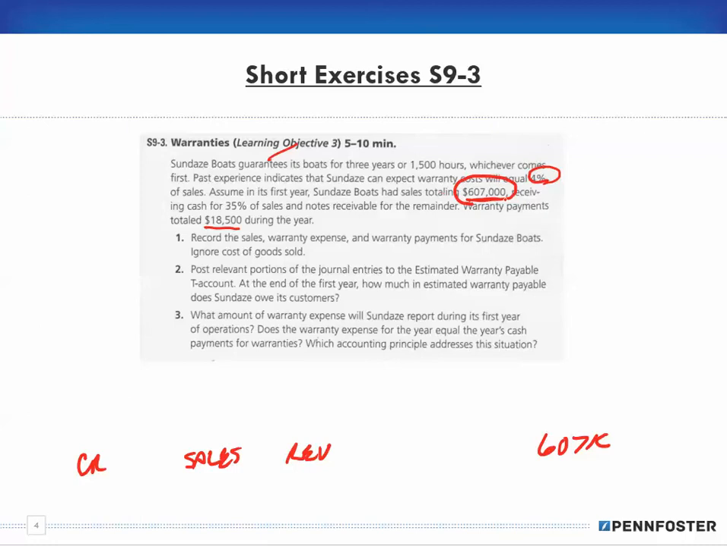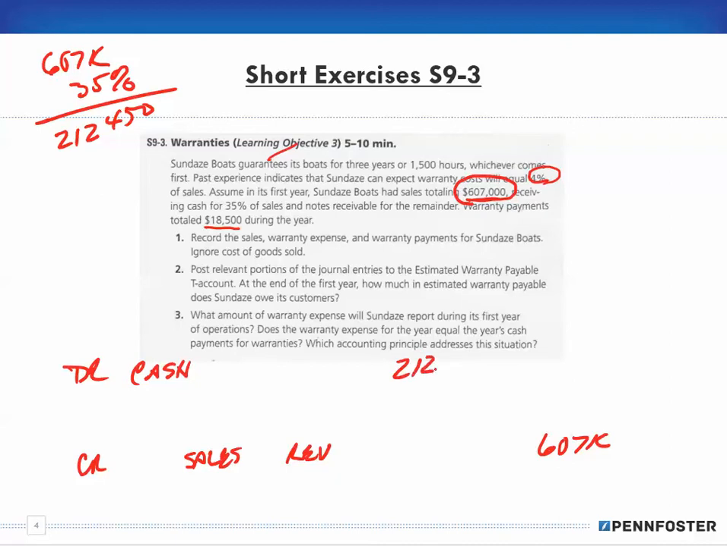Now we received 35% of sales in cash. So 607,000 times 35% gives me $212,450. So that's a debit to cash for $212,450. And then of course we have a debit to our notes receivable, right?